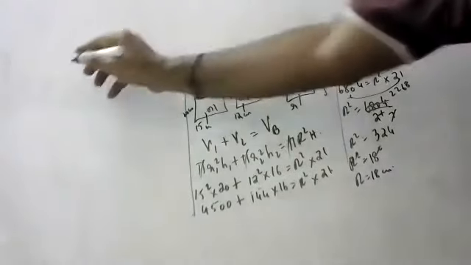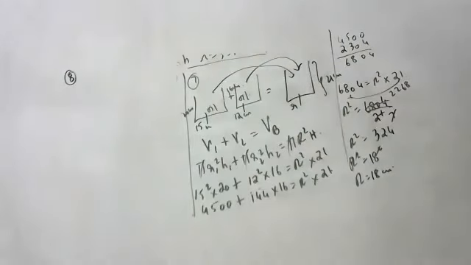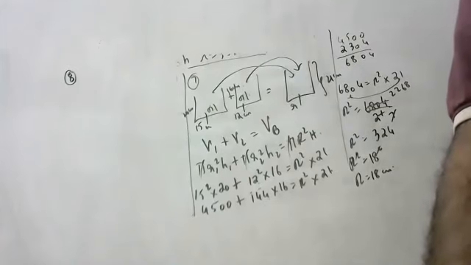Next one, 8th question, children. A cylindrical bucket 25 centimeters in diameter. Okay, children, enough. Tomorrow we'll discuss the remaining questions. Time is getting over. Please practice it two or three times. Thank you so much.